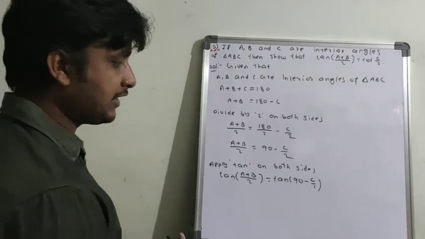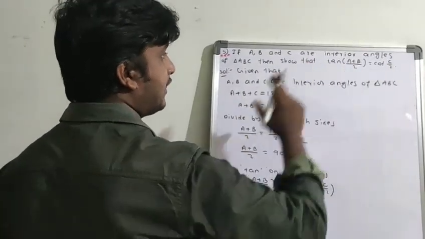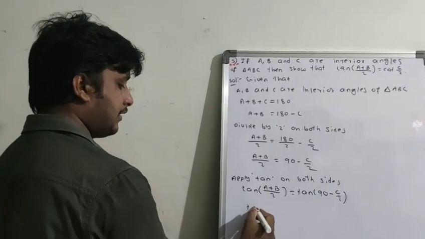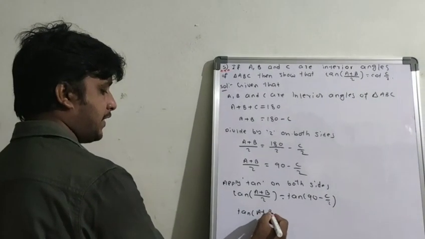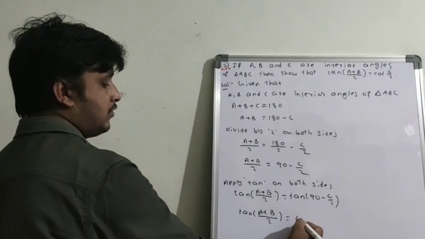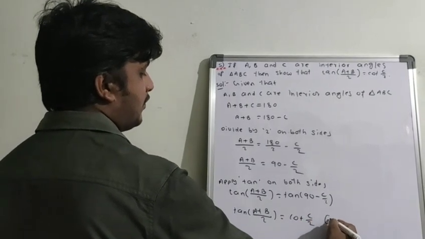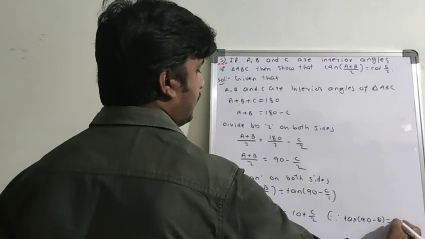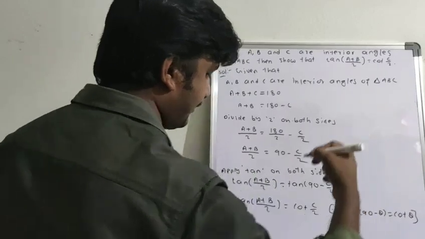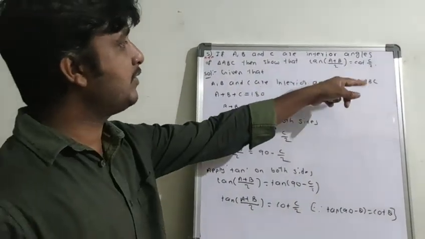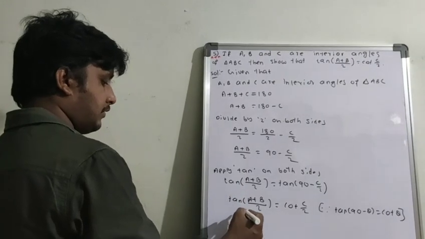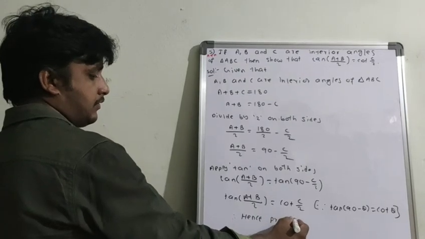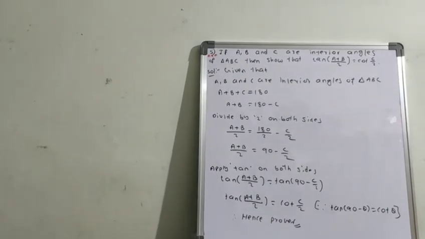The left hand side is okay, but on the right hand side we need cot C by 2. We know tan (90 minus theta) is cot theta only. So tan (A plus B) by 2 is equal to cot C by 2, because tan (90 minus theta) equals cot theta. Hence proved. This is tan (A plus B) by 2 equal to cot C by 2.